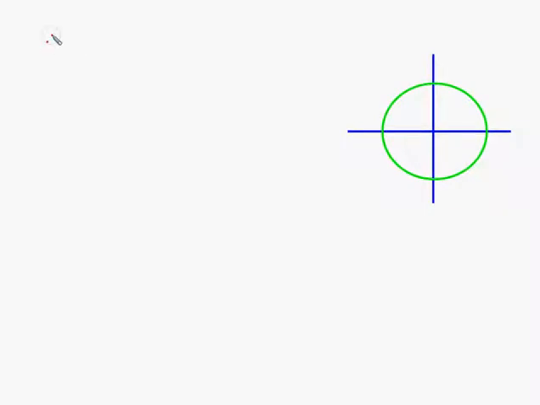So let's say I have tan squared x plus, let's say 5 tan x plus 5 equals 0. Okay, so what we're going to do with this is factor and then solve.